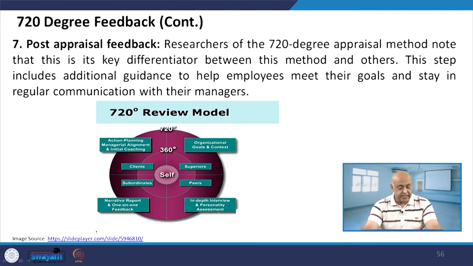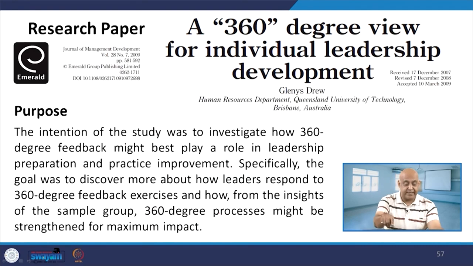So, this 720 review method involves organizational goals, then the clients, subordinates, supporters and peers. Then we have the in-depth interview and personality assessment, with the clients, the superior and the subordinates. So, all will be appraising this.